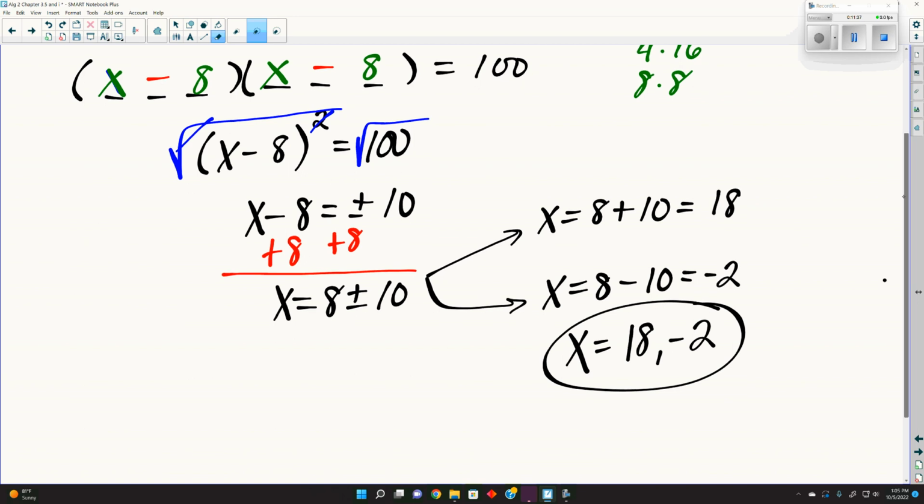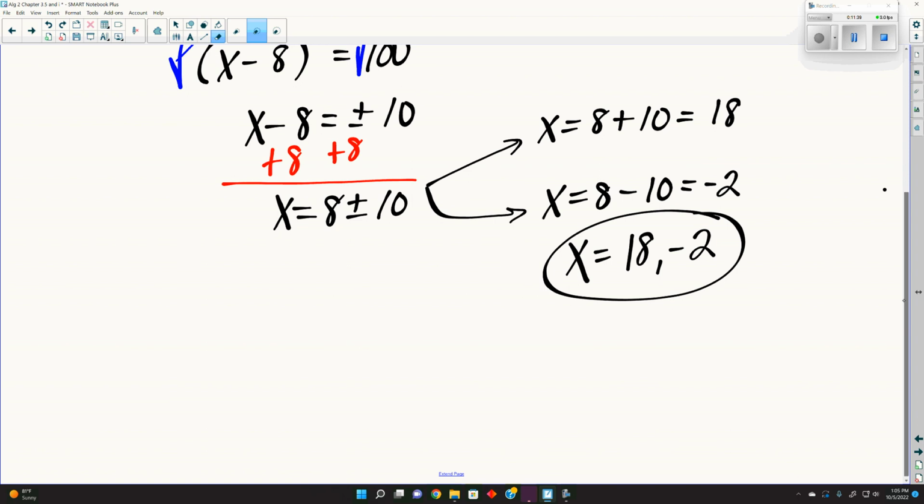Now, if we had gotten something instead of this here, something like x is equal to 8 plus or minus 10 square root of 3, we're going to leave it as this here. Because the square root of 3 is irrational, we would have to approximate to get our answer. So we can leave it as this here.